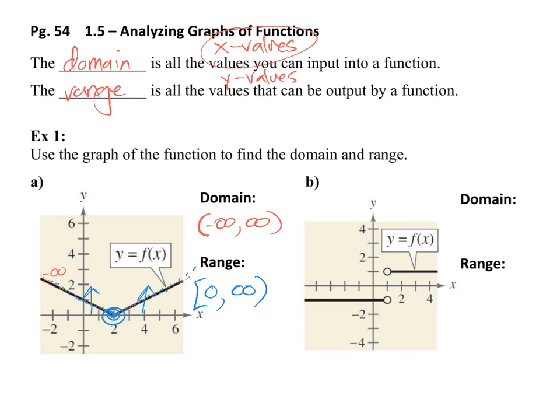Next example for domain. Here I'm starting at the left, and I'm going to the right. That's negative infinity. Then I stop at 1. There's a gap there. And then I pick up at 1 again, but there's a gap there, and I continue going to the right. Notice there's a gap here for both of these. So that means the domain includes all real numbers, except 1.